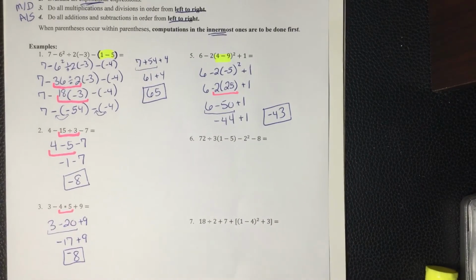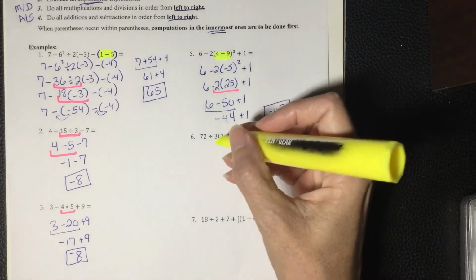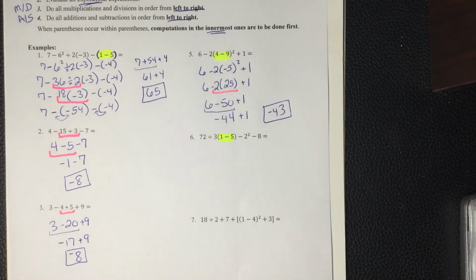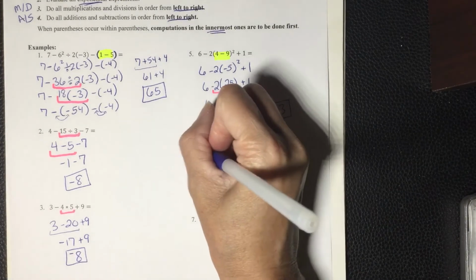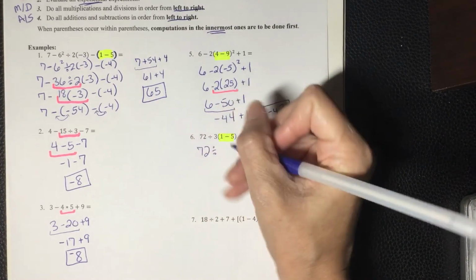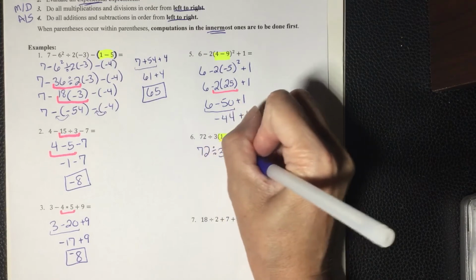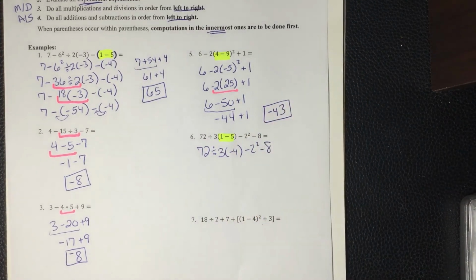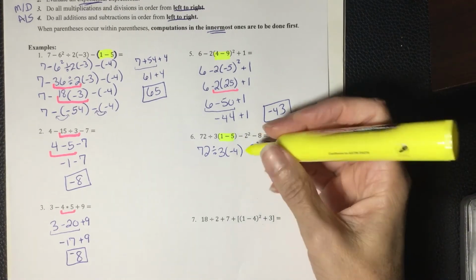All right, number 6, let's look for grouping symbols first. So inside my parentheses, I am seeing 1 minus 5. So that's the only thing I want to do with my first step. I'm going to bring everything else down. All right, next is exponents. So I can go ahead and square the 2.